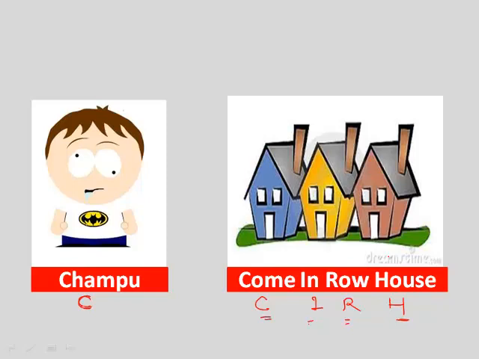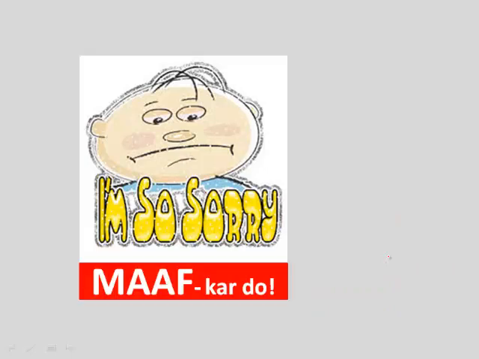In the next step, because Champu has failed the exam, he is feeling really sorry, and what he says is, "Maaf karo." This helps us remember the next four biases. Which one is M? Mental accounting, then availability, then anchoring and adjustment, and then framing.